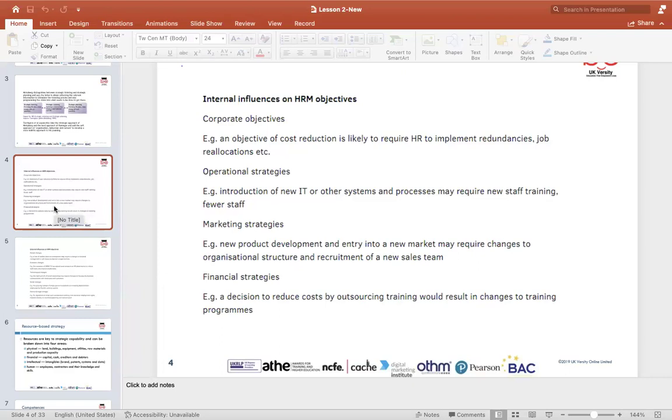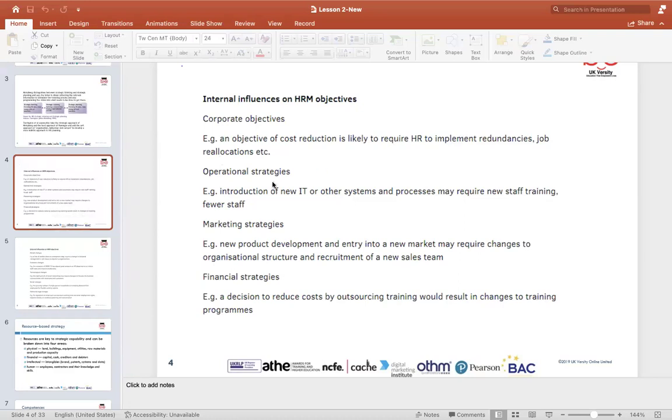Now, how these internal strategies influence HRM objectives is because obviously, if the company is looking at cost reduction from a corporate objective, the HR strategy in turn would be less hiring, more focused on training and development.